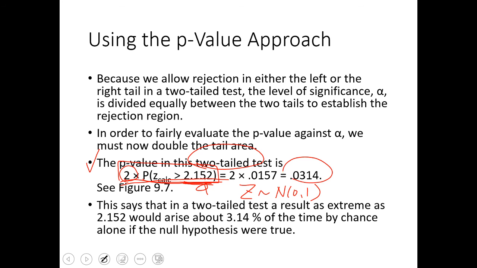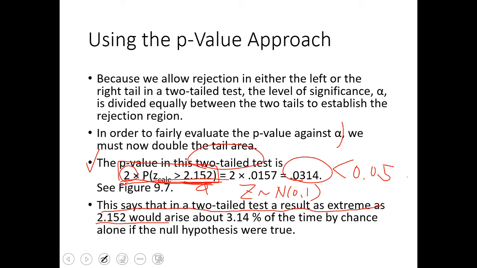So that was 0.0314. This says that a two-tailed test result as extreme as 2.152 would arise about 3.14% of the time by chance alone if the null hypothesis were true. Okay? So this number is less than alpha, where alpha is 0.05, so that's why we reject this null hypothesis.